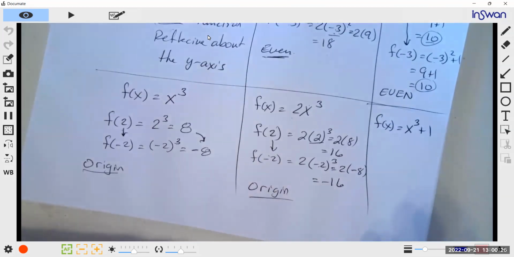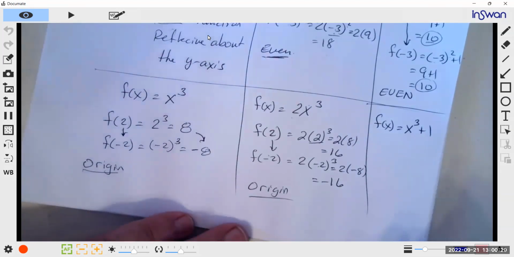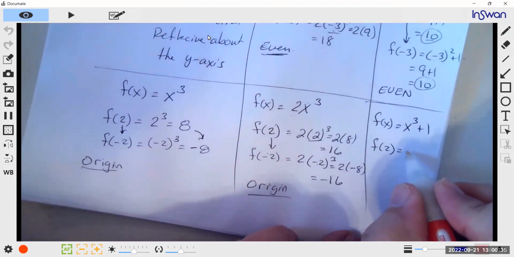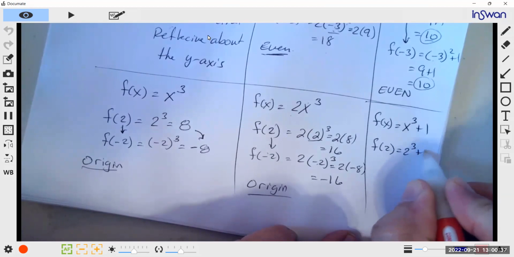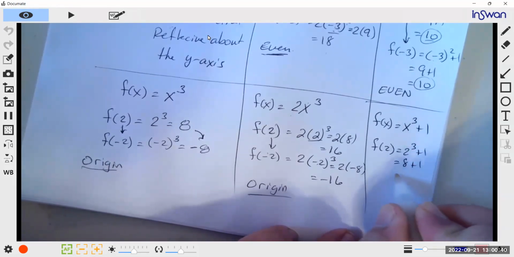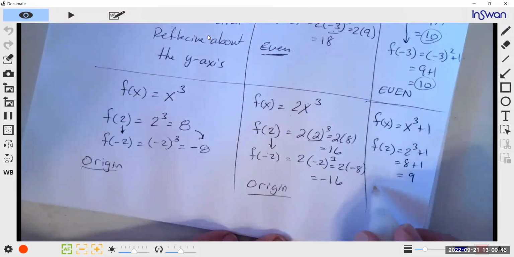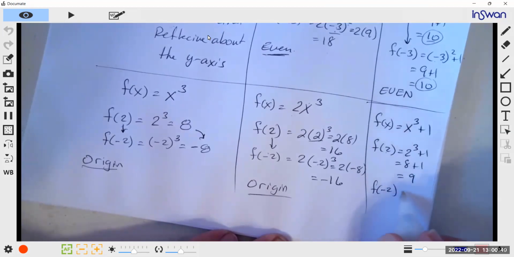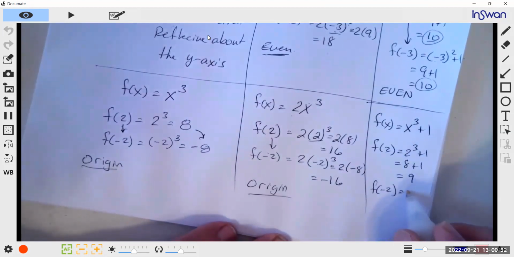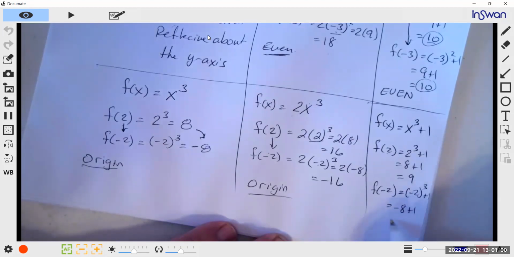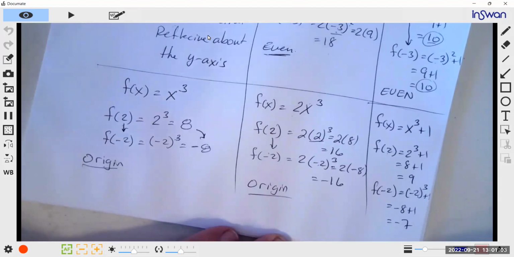Let's see about a constant. When x is 2. So 2 cubed plus 1. 2 cubed is 8, plus 1 is 9. Okay, so when we have positive 2, we get 9. What happens if we get a negative 2? Just change the input. So you have negative 2 cubed plus 1. Negative 2 cubed is negative 8, plus 1 is negative 7. You change the answers, it's neither.